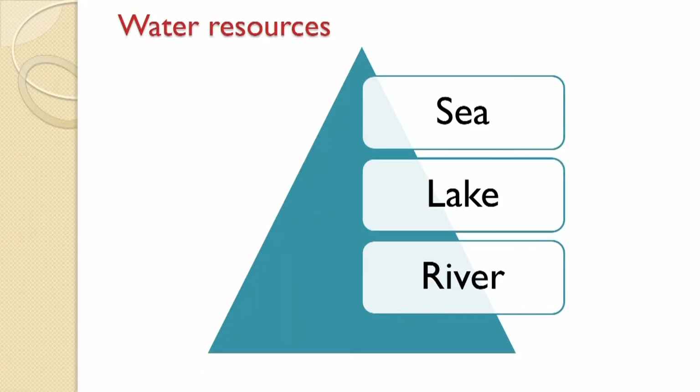So now understand about the water resources of India. When we say water resources, there are actually three types of water resources. One is the sea, another one is the lake, another one is the river. In the sea we can find salty water, while a lake may be fresh water or marine water, while a river is mostly composed of fresh water.